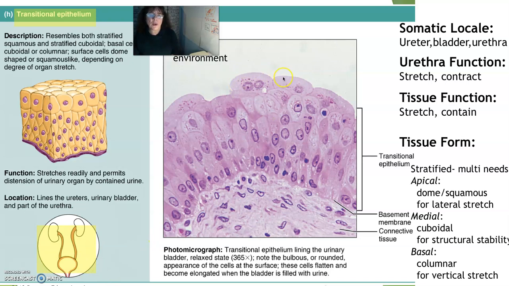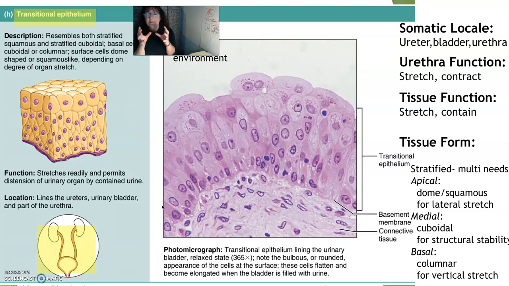dome or squamous cells on the apical layer, good for lateral stretching. And then below it, you might find cuboidal cells that can give a lot of structural stability to this area like a bladder, which has an enormous capacity to stretch. So you might need some structural capacity down there that would lead to the medial cells being cuboidal. On the other hand, the basal cells down at the base of this tissue can be columnar, and that would lend to the vertical stretch, the same thing we saw in the male urethra.